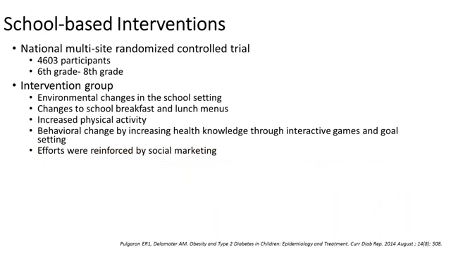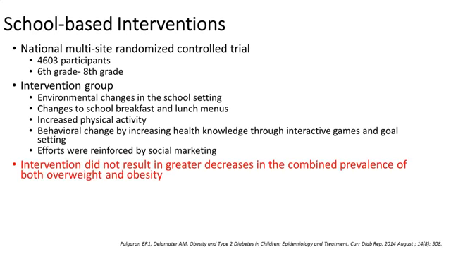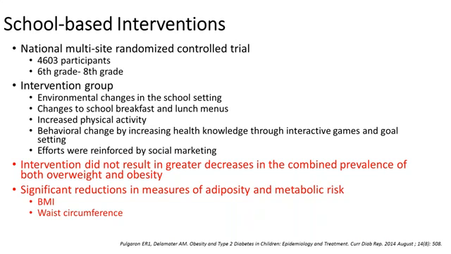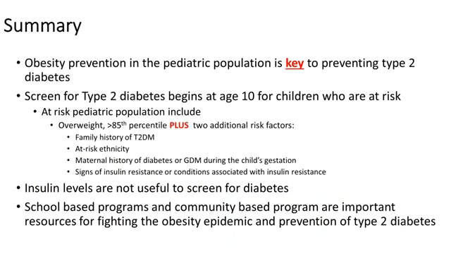The second study was a national multi-center study that had over 4,000 participants and looked at the middle school population. The intervention was environmental changes in the school setting, changes to school breakfast and lunch menus, increasing physical activity, and they really tried to reinforce their messaging through social marketing. Just like the other study, not really much of an impact on overweight and obesity, but they did see a reduction of BMI and waist size.